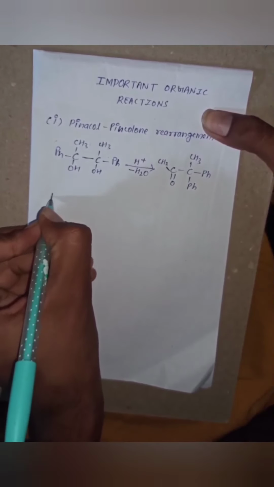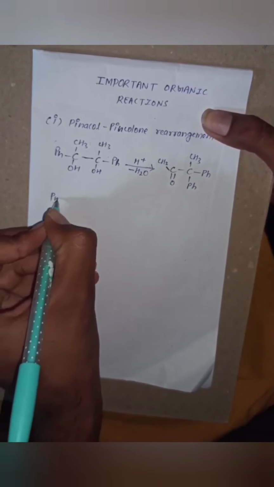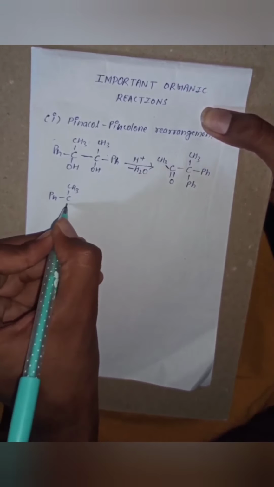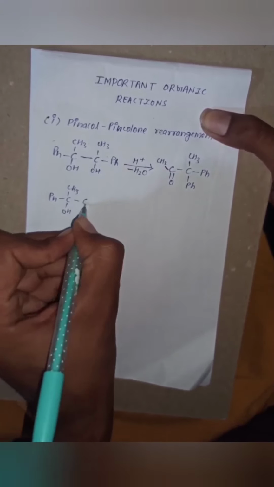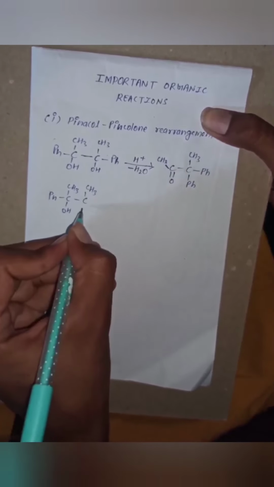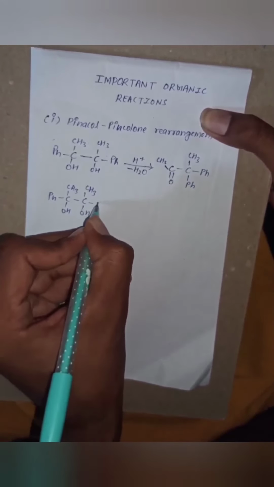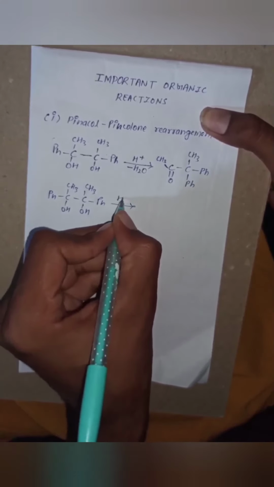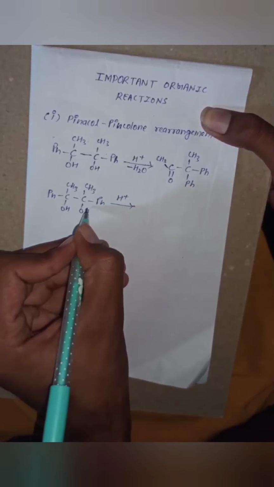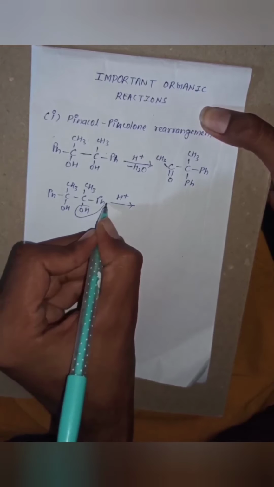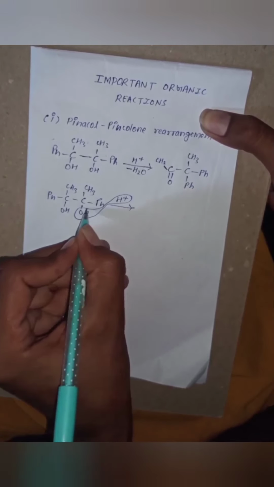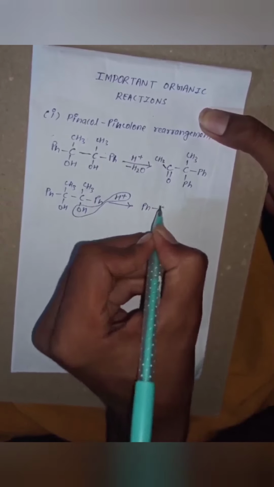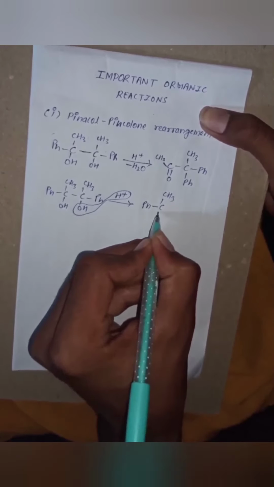Simply writing the compound once again, Ph CCH3 OH, CCH3 OH Ph, is reacted in the presence of H plus. So from here the OH reacts with H plus and forms water, which is removed. So what product remains? So here the carbocation is formed.